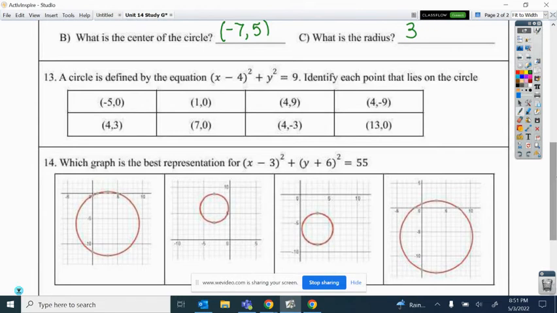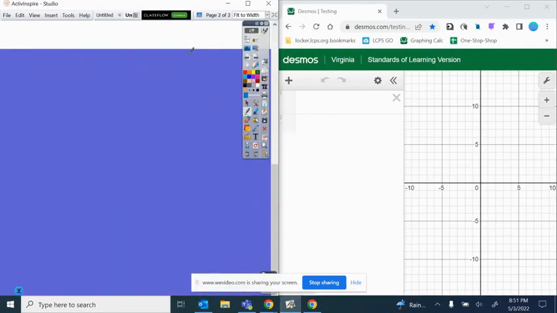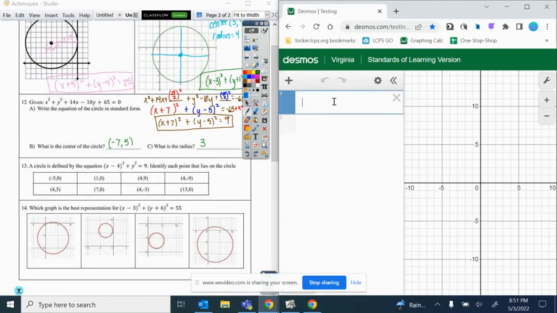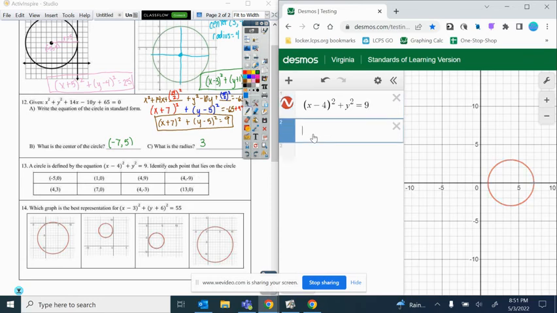Okay, 13. This circle here is defined by this equation. We want to identify each point that lies on the circle. So for that 13, I would probably recommend that using the graphing calculator might be one of the easiest ways to manage that. So I'm going to type in my initial equation, x minus 4 quantity squared plus y squared equals 9. And we're going to look at all 8 of these points that we are asked about to find out which ones lie on the circle.